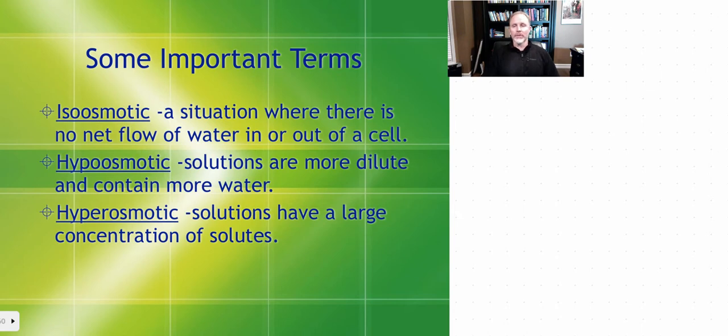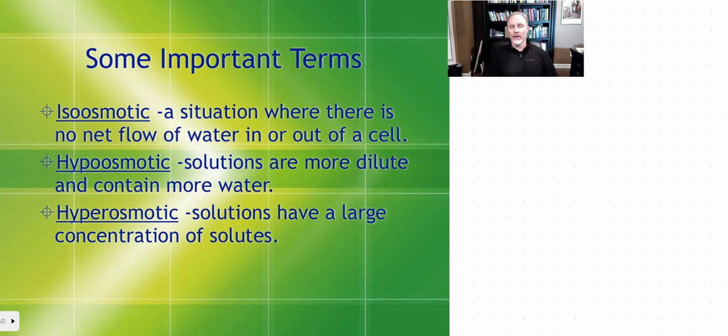Okay, so some of the terms that are probably familiar to us from last year are isotonic or isoosmotic, and this is where there is the same amount of water and dissolved solutes on one side of the membrane as there is on the other. So there's no net flow of water. The water's still moving across the membrane, but however much is going out is balanced by the amount coming in.